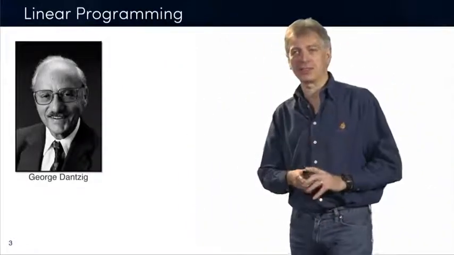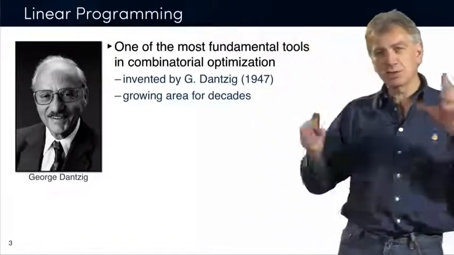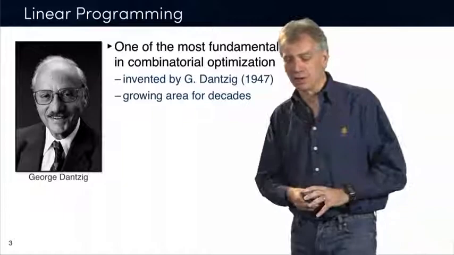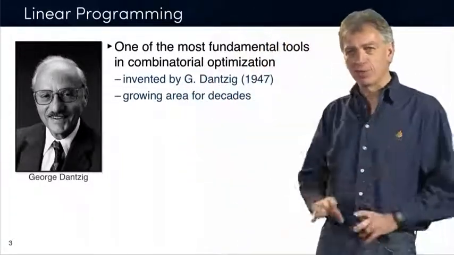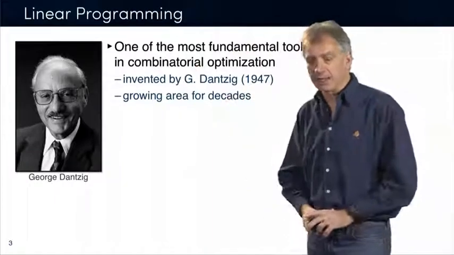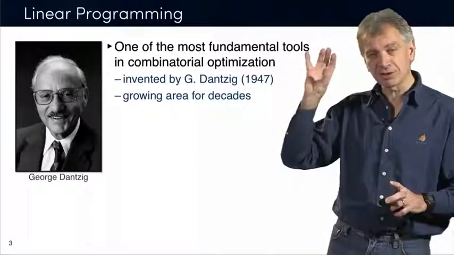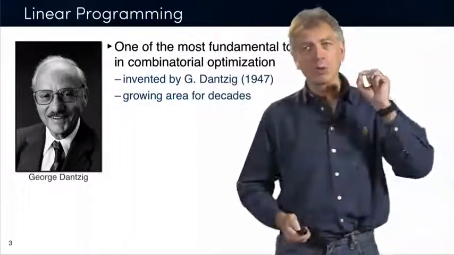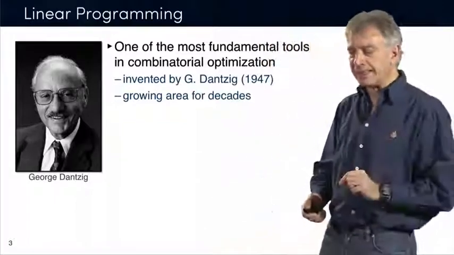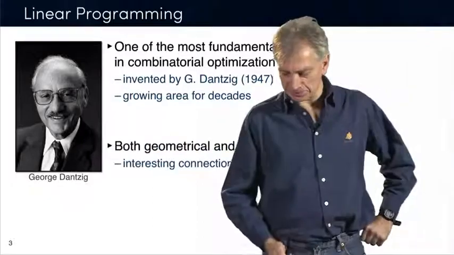Linear programming was invented by George Dantzig in 1947. It's one of the most fundamental tools in combinatorial optimization. It has been a growing area for decades, and people are still working very actively in this. As I will tell you, there are still some very interesting open issues in that area. But the really important thing for us is that this is a really fundamental tool for doing a lot of different things in optimization.